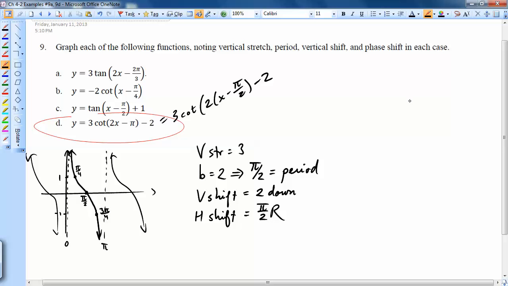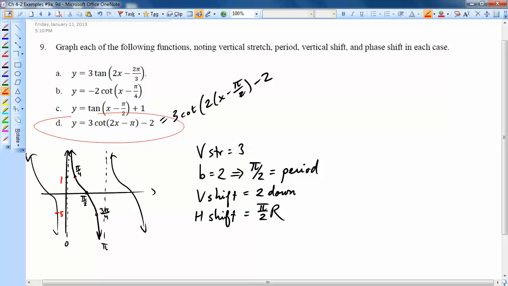Okay, so let's take a look at what this does to our numbers. A vertical stretch of 3 means instead of this being at negative 1 and that being at 1, it's going to be at negative 3 and positive 3. But then I shift everything down 2 units. So really, it's going to be at 1 here and negative 5 here, right? The period is only pi over 2, not pi.